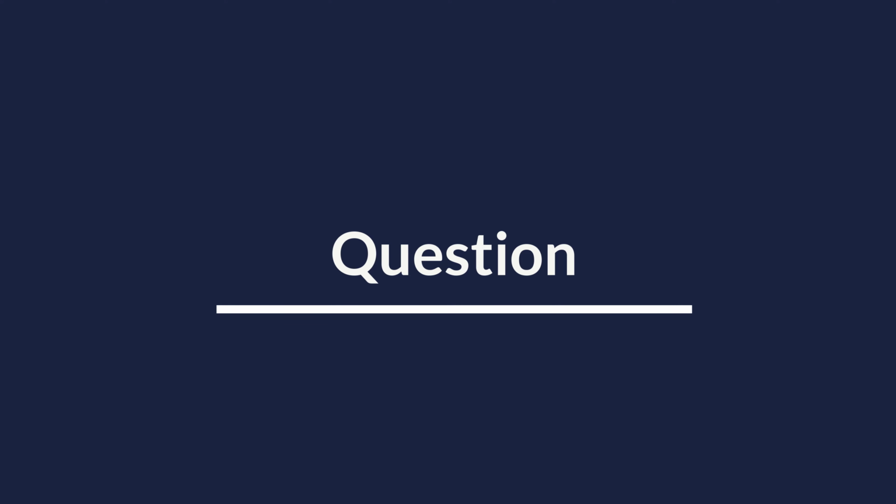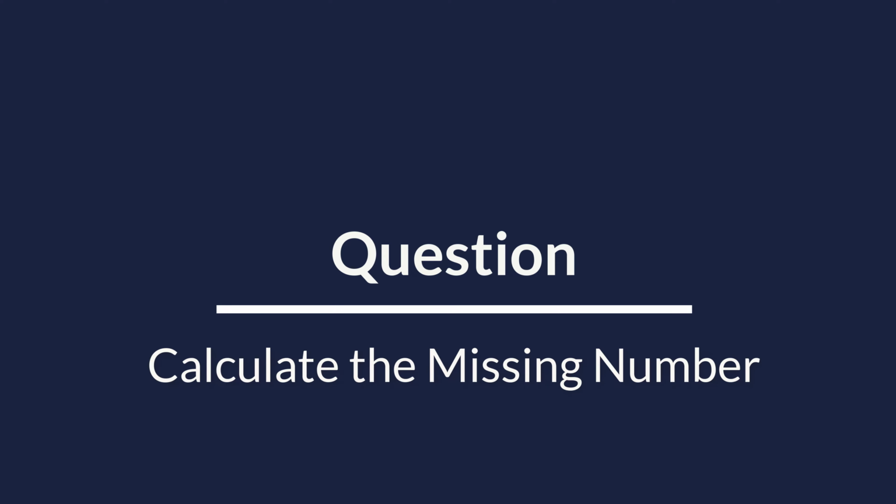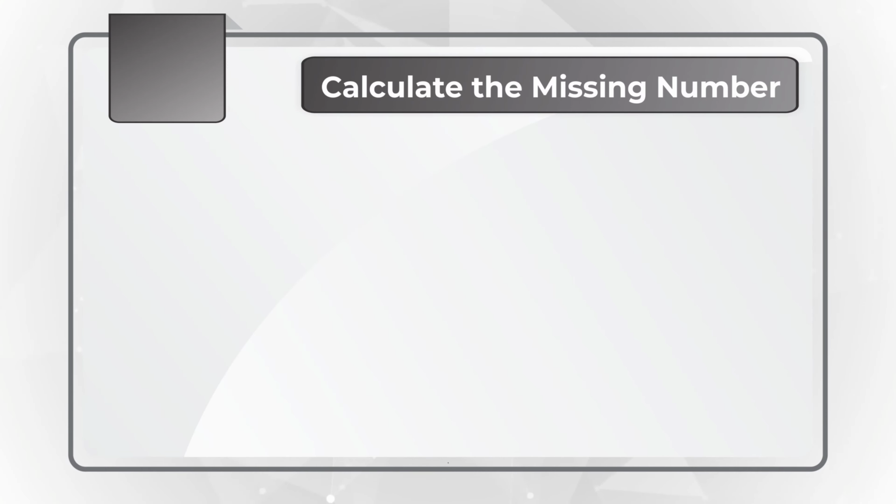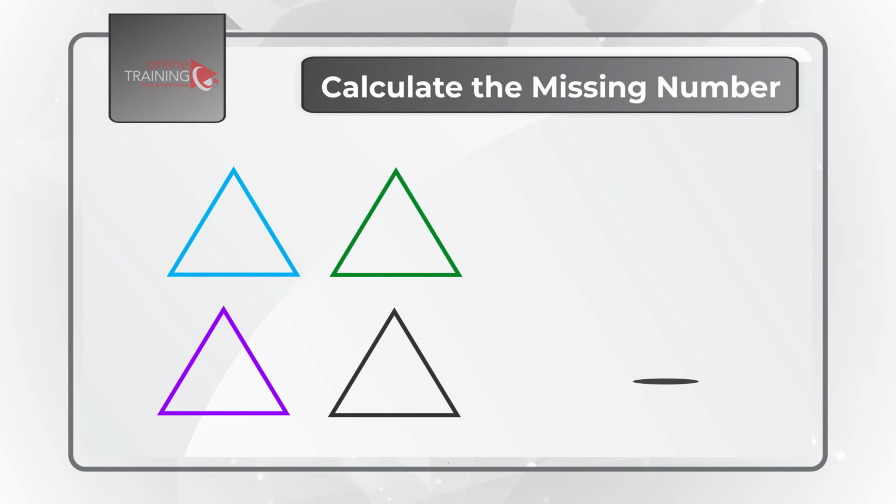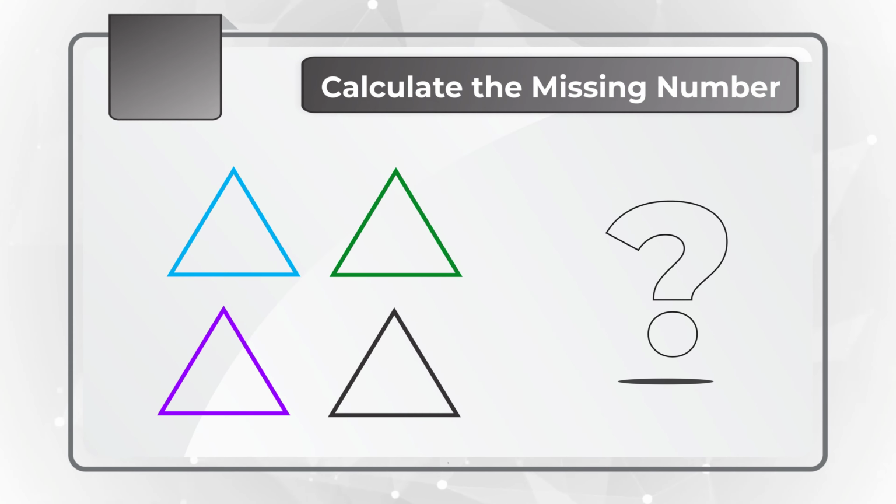Here's the famous 4-triangle question you regularly observe on the test. You need to calculate the missing number, which is represented by the question mark. And you're presented with 4 different triangles. Each triangle is of a different color.